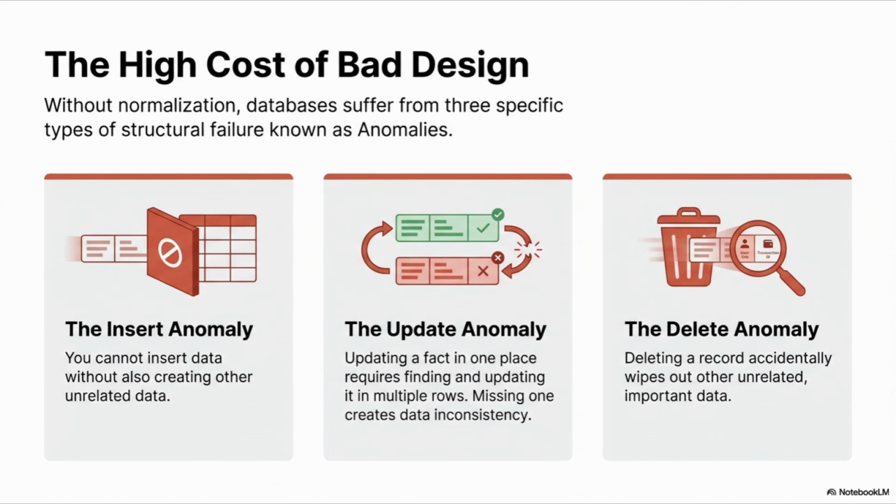You have to update his address. But you don't update it once. You have to find all 10 rows. If you update 9 of them but miss the 10th one because you were scrolling too fast, then John lives in 2 places at once. He's Schrodinger's student. Precisely. Your data is now inconsistent.